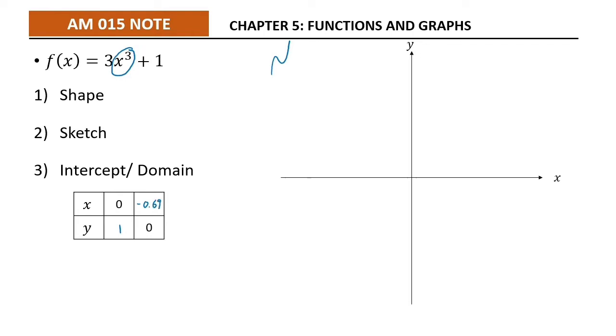And then sketch the graph. Shape going upward, so x equal to 0, y equal to 1. And then y equal to 0, x equal to negative 0.69. And then graph. And then label the graph. f(x) equal to x cubed plus 1.